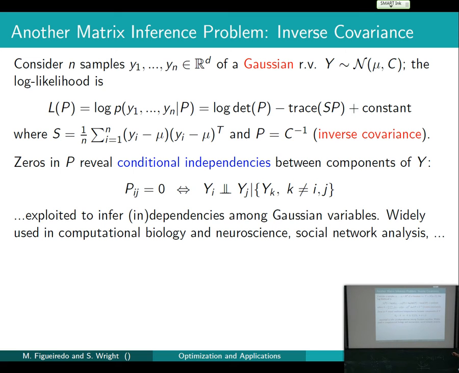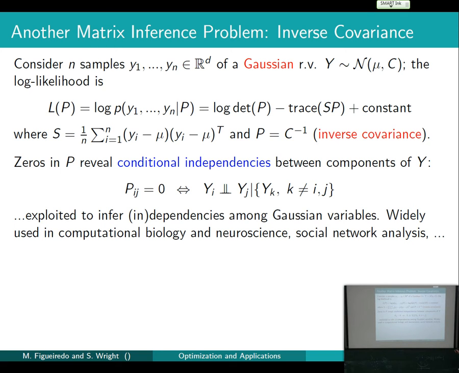This is the log of the determinant of P. This is the trace of SP, and then there's a constant term. Now, it turns out that if you just ignore this term here and take the derivative of this with respect to P, you just get that P is equal to S inverse, okay? Which sort of makes sense. The best guess you could probably make of the inverse covariance is just to take the inverse of the sample covariance, okay?